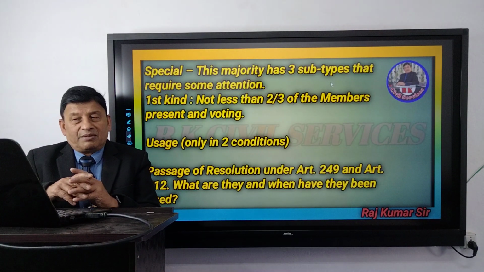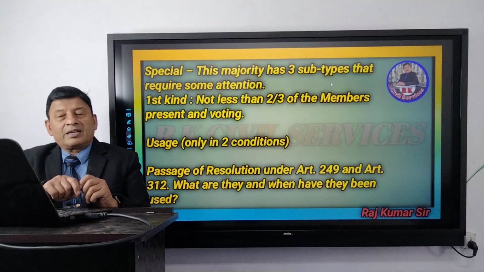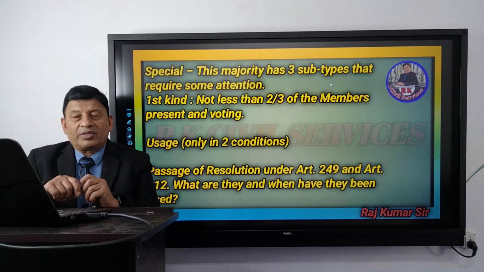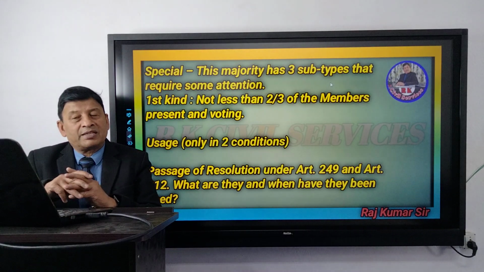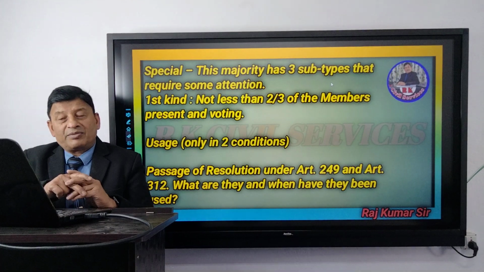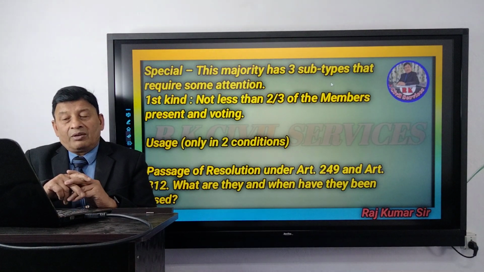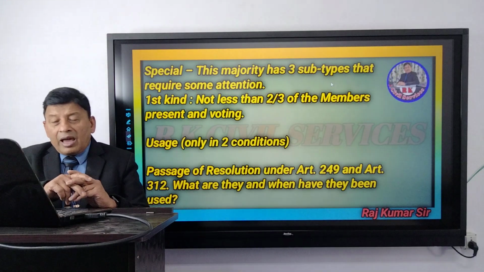Now come to the special majority. This majority has three subtypes that need some attention. First kind, not less than 2/3 of the members present and voting. Used only in two conditions: passage of resolution under Article 249 and Article 312. What are they and when have they been used?